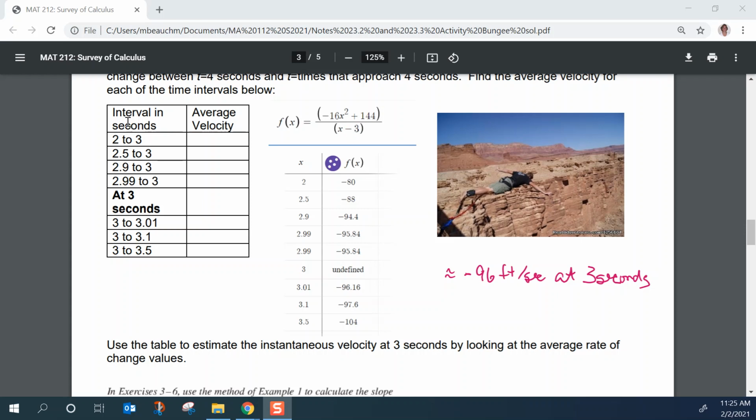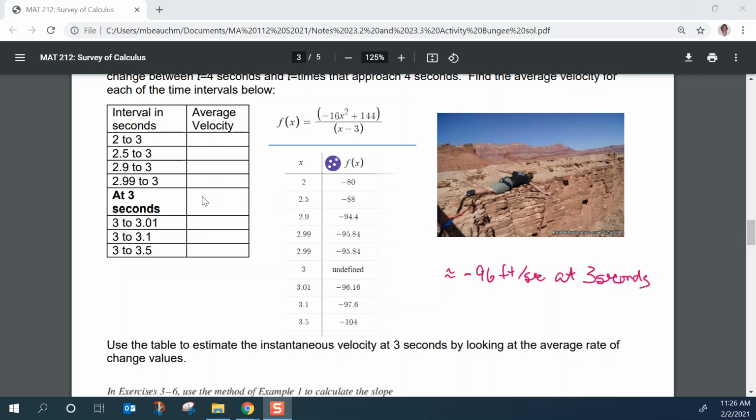And then I'm going to find the average velocity over the interval from 2 to 3 seconds. I substitute 2 into my average rate of change function, and I get negative 80. So that means in between 2 to 3 seconds, I'm traveling at negative 80 feet per second. Then for 2.5 to 3, all I need to substitute is 2.5 in the function, and I get negative 88 feet per second.